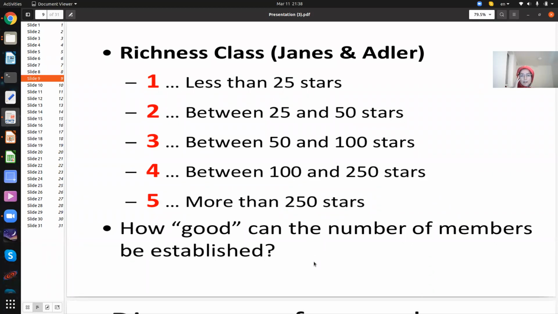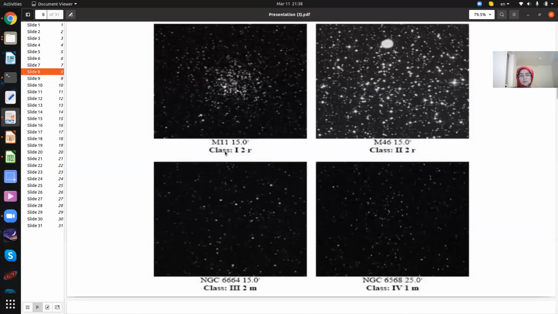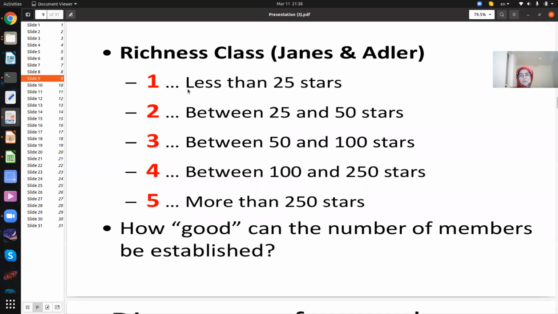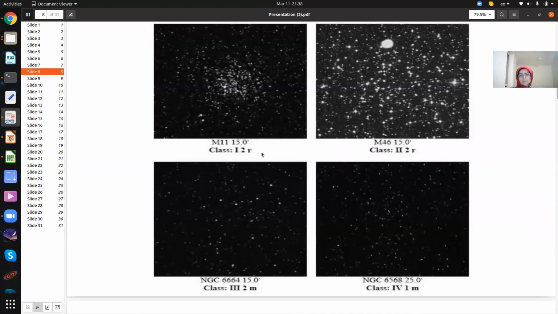And about the richness class, we have five different levels. The first one is less than 25 stars, the second between 25 and 50 stars, the third between 50 and 100 stars, the fourth between 100 and 250 stars, and the fifth is more than 250 stars. As I told you, M11, for example, is class 1, 2R, as it is class 2 with more than 250 stars. It is rich, and the others.